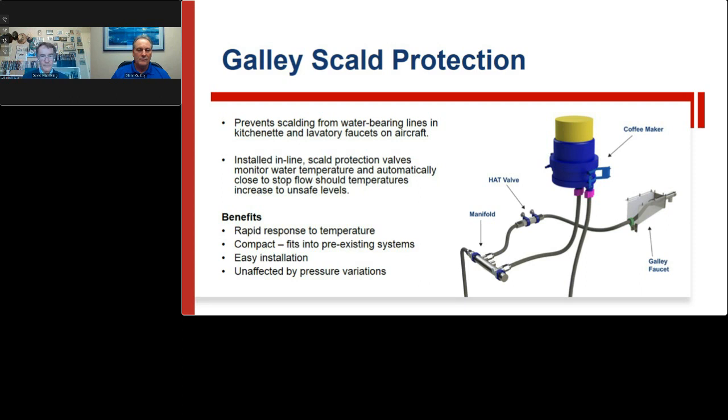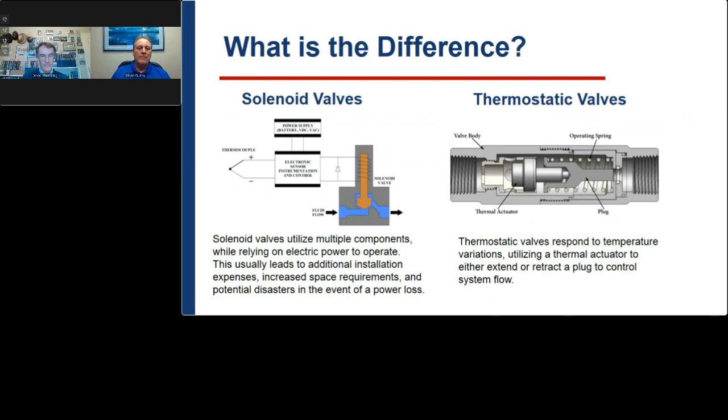Oh, okay. So the main differences are, solenoid valves utilize multiple components which rely on electric power to operate. This usually leads to additional installation expenses, increased space requirements, and potential disasters in the event of a power loss. But the thermostatic valves, conversely, respond to temperature variations utilizing a thermal actuator to either extend or retract a plug to control the system flow.